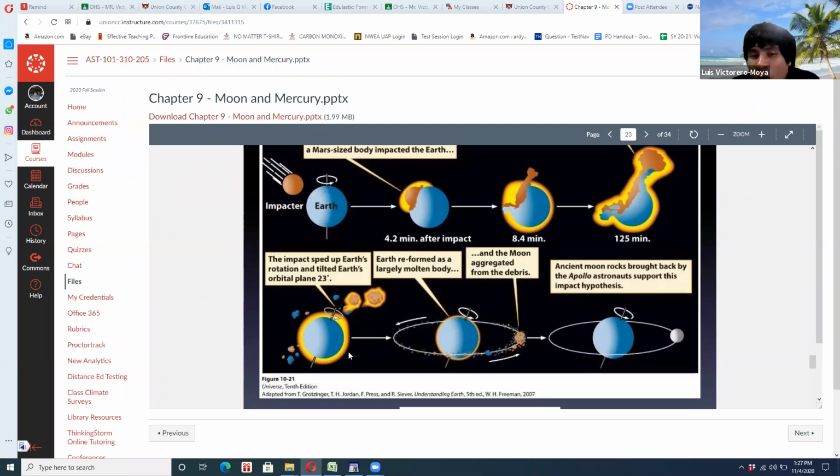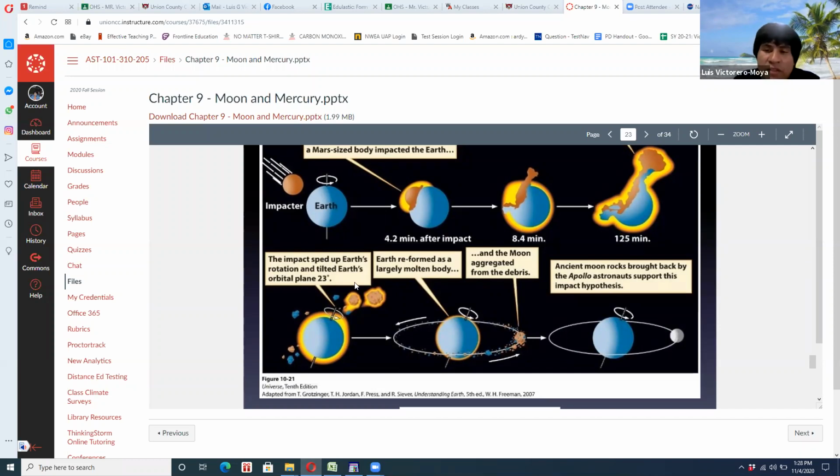Now, it will also explain the tilt of the Earth, which is approximately 23 to 23.5 degrees. Because the Earth was not tilted all of a sudden, it had to be tilted by, in this case, a collision like that. Okay, so that is the accepted theory for the formation of the moon. All right, guys.